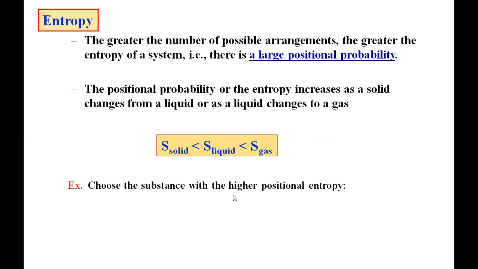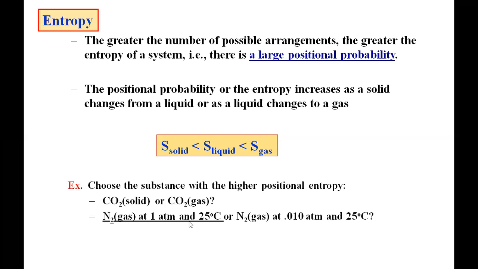Example: choose the substance with the higher positional entropy. For example, we have CO2 solid or CO2 gas, or we have N2 gas at 1 atm and 25 Celsius or N2 gas at 0.01 atm and 25 Celsius. So which one has the higher entropy of the two?